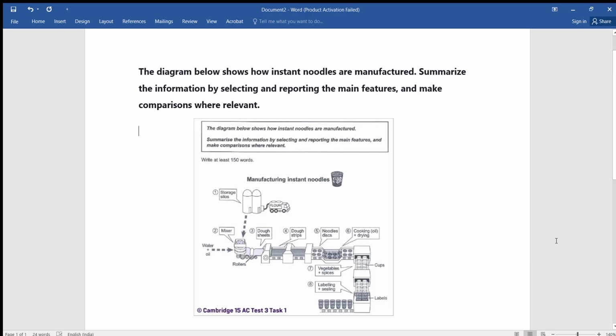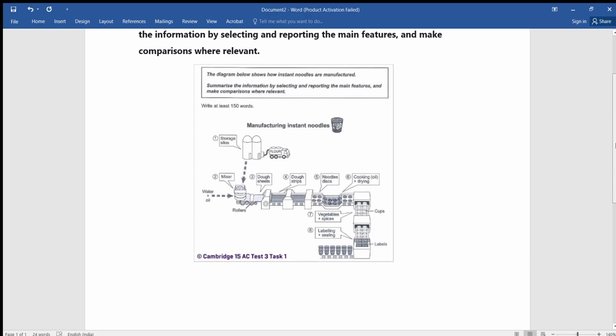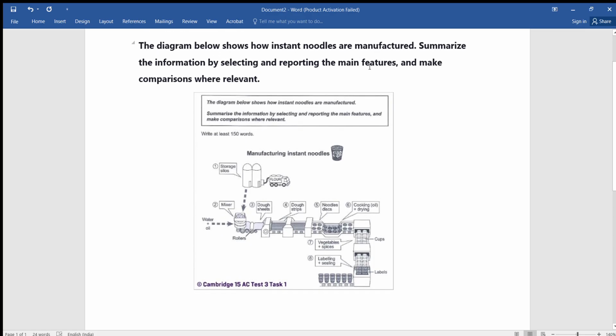Okay, so we have basically analyzed all the steps. First of all we'll paraphrase. As you know, first of all we have to write down the introduction. In the introduction you do not need to add any additional information, you just need to paraphrase it. After that we'll move to the overall. In the overall you have to mention at least 2 to 3 features. We'll mention the total number of steps, and we'll also discuss the process starting with this and ending with this step. And then we'll write down the first body paragraph. So let's start. Our task is about how instant noodles are manufactured.